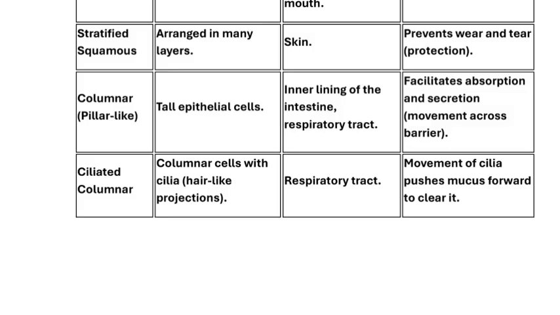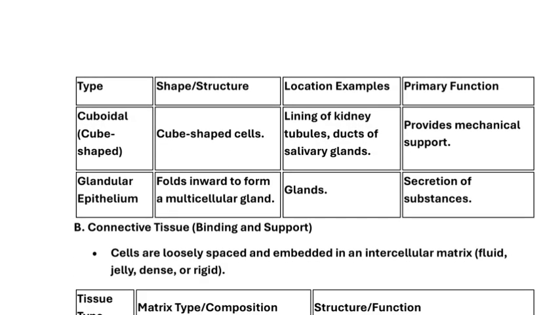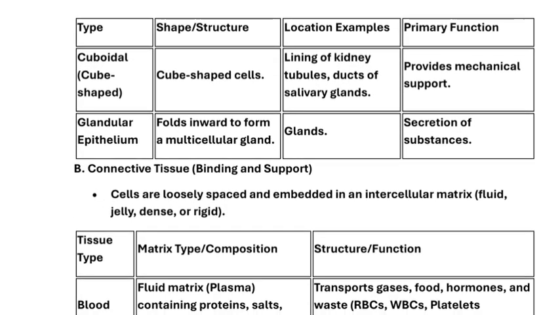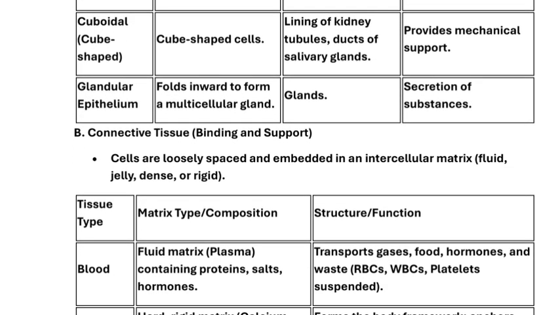Type, shape/structure, location examples, primary function. Cuboidal: cube-shaped cells. Lining of kidney tubules, ducts of salivary glands. Provides mechanical support. Glandular epithelium: folds inward to form glands. A multicellular gland. Secretion of substances.